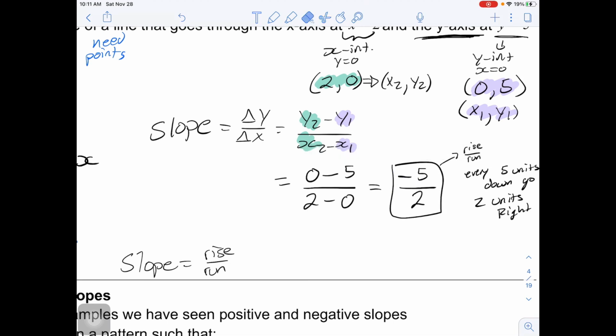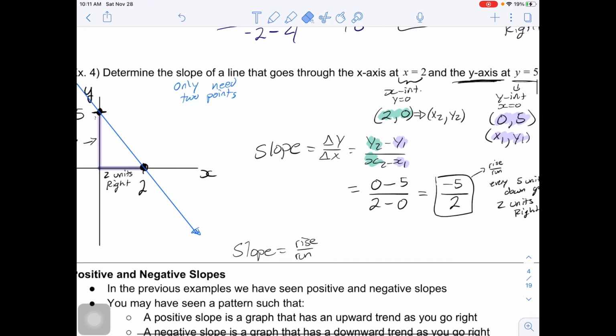But remember that this negative symbol can float on our fraction. So it can be listed here, it can be listed on the outside or down. Okay, so you will get the same answer as long as you do things properly.